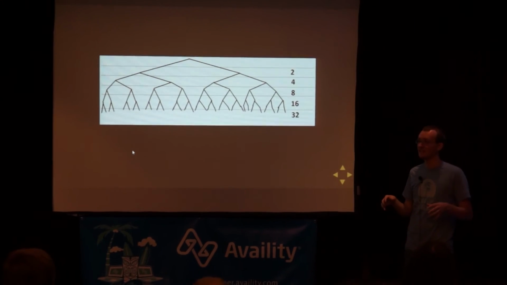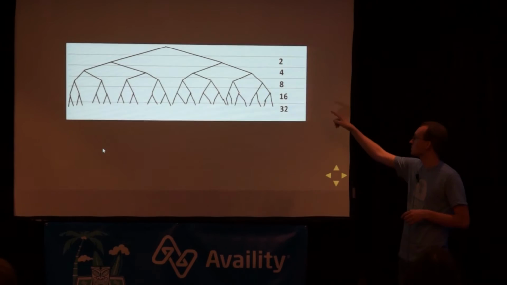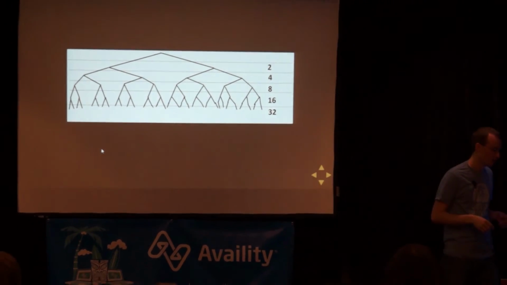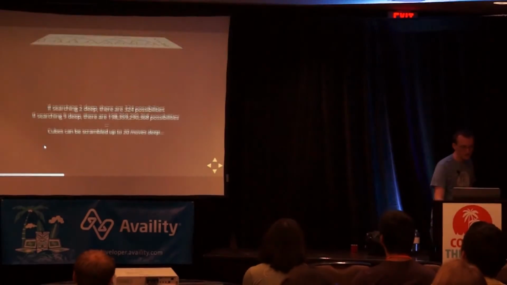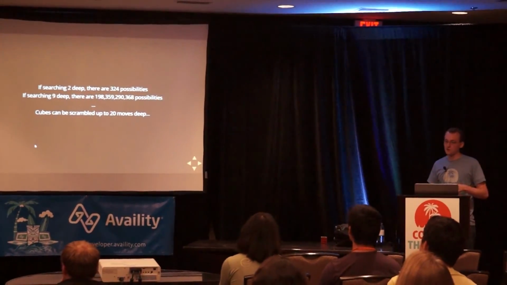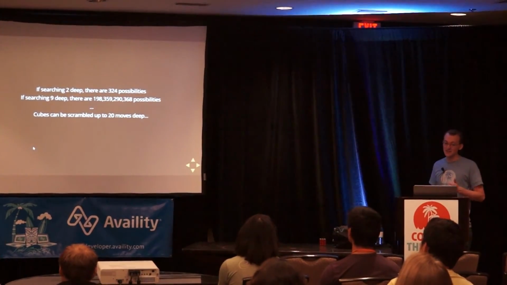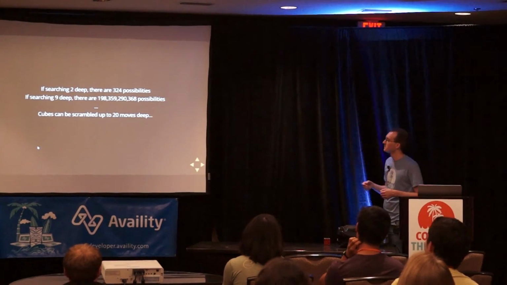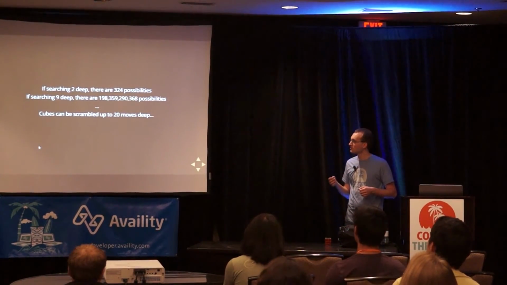But this is just as if there were only 2 moves possible in the cube, but there are 18. So you can imagine, this is just 2 to the 5th here, 32. But if I did 18 to the 5th, it'd be huge. For example, if I do 2 deep of 18, 18 to the 2, I get 324 possibilities. If I search 9 deep, I get like 198 billion, or trillion? I don't know, billion.